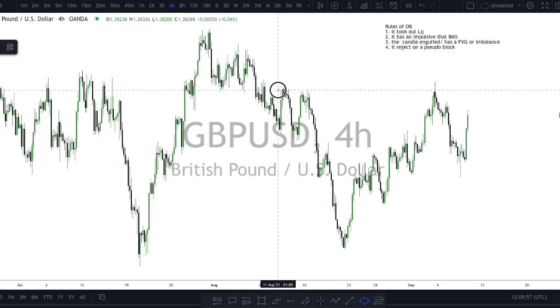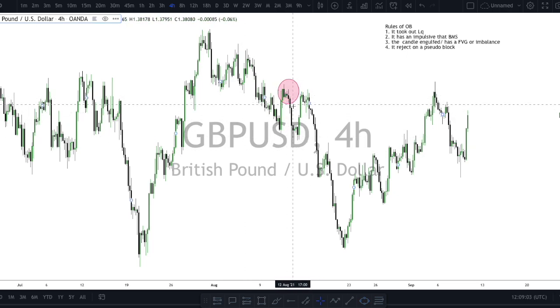This particular candle here, look at what happened to it. It took out liquidity. This particular movement here took out liquidity. It has an impulsive move that breaks market structure. If you don't understand what an impulsive move is, it just means that this movement is having one singular direction all through. There is no green candle whatsoever in the middle. So we can say this is an impulsive move.